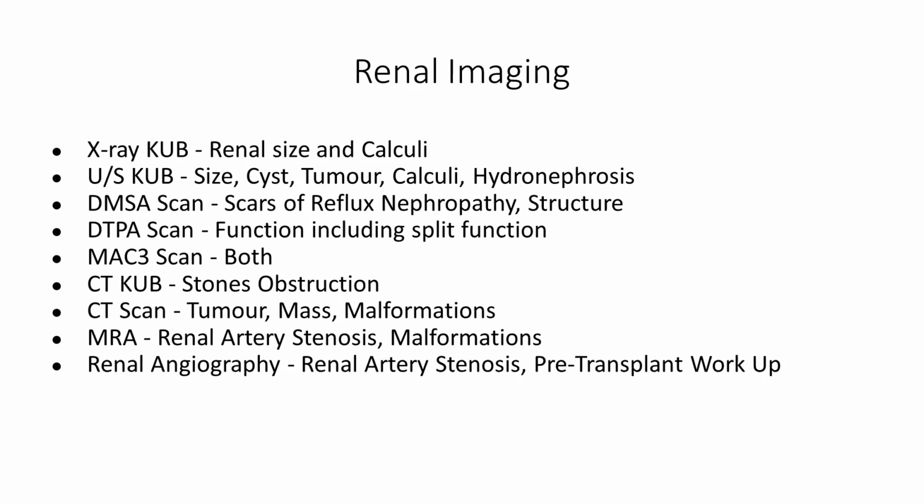CT KUB is now very commonly used to identify stone disease, those small stones which are usually not seen on ultrasound KUB. CT scan can be performed to exclude tumor masses and malformation. MRA, magnetic resonance angiography, is done to identify renal artery stenosis and malformation. And the diagnostic test for renal artery stenosis is renal angiography, and in pre-transplant workup.